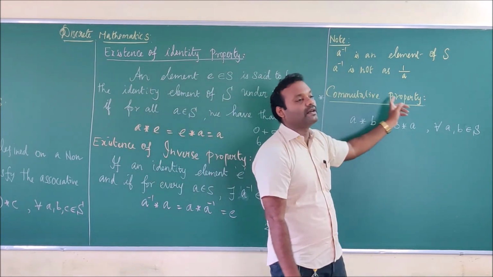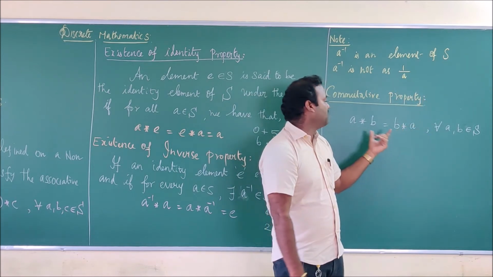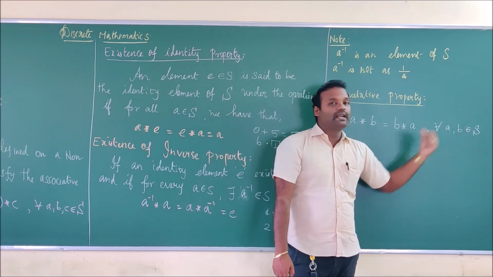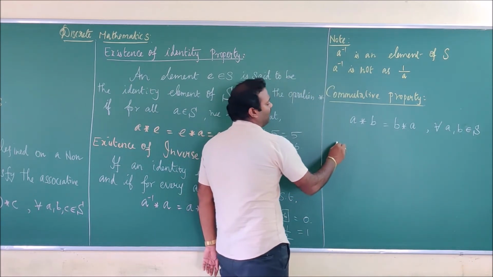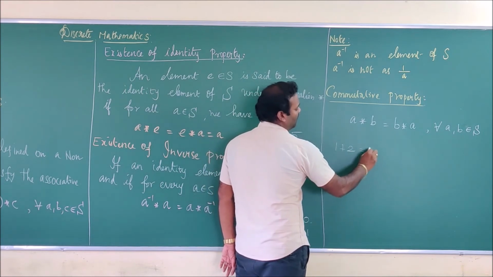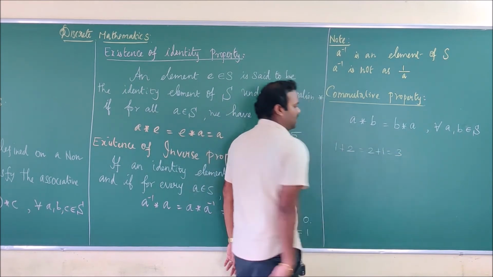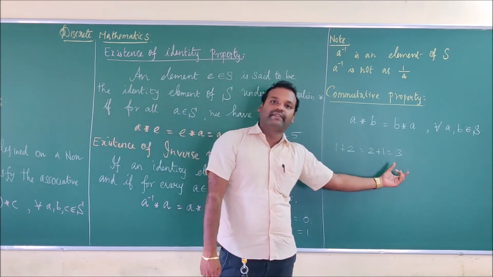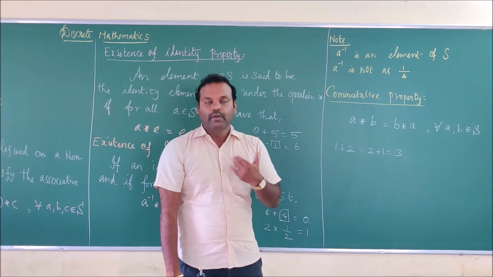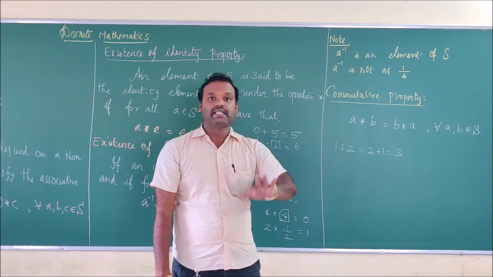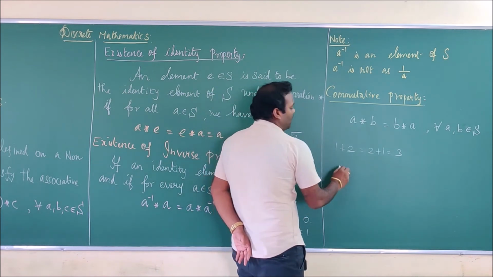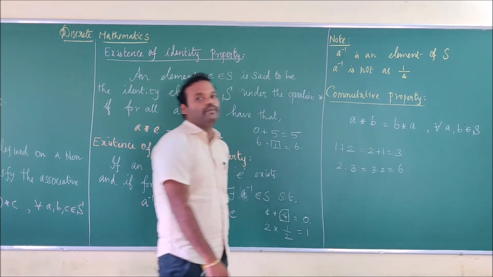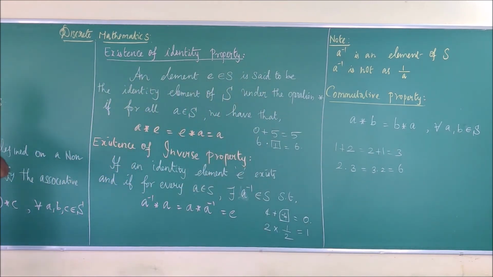Next property is commutative property. Commutative property is nothing but a star b equal to b star a, for every a, b belongs to S. Addition is always commutative because 1 plus 2 equal to 2 plus 1 equal to 3. So whatever the place, the numbers change but the answer will not change. That property is known as commutative property. Similarly, multiplication is also commutative. If you are multiplying 2 into 3 and 3 into 2, what is the answer? It is going to be 6.